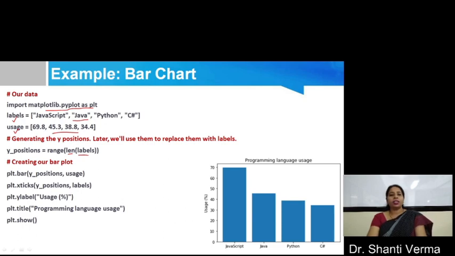Now for creating a bar chart, you have to write plt.bar. Now the y positions, meaning 0 to 3, and the usage. So at 0 it takes 69.8, at 1 it takes 45.3 and so on. Now for putting the categorical variables on the axis, you can use plt.xticks with the y positions values and the labels, meaning at 0 the value is JavaScript, at 1 the value is Java and so on. Now I also give the y-axis label and the title for the chart. Now use show to show the plot as an output. You can see here this is a bar chart having the x-axis values as categorical variables and the y-axis as the usage of the categorical variables.